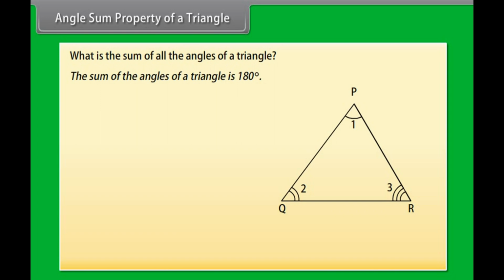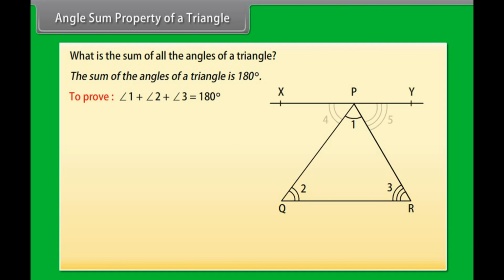The property is: the sum of the angles of a triangle is 180 degree. We are given a triangle PQR, and angle 1, angle 2 and angle 3 are the angles of triangle PQR. We need to prove that angle 1 plus angle 2 plus angle 3 is equal to 180 degree. Let us draw a line XPY parallel to QR through the opposite vertex P.